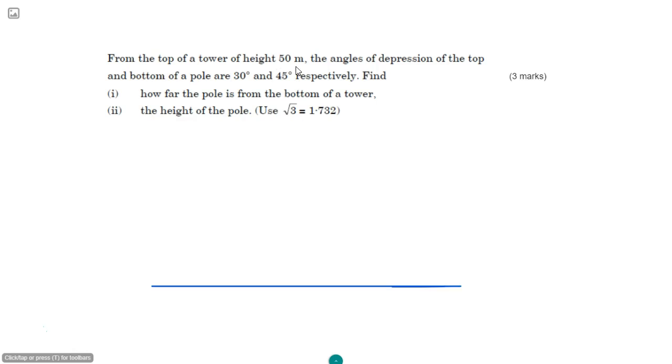So there is a tower of height 50 meters. Let that be the tower. From the top of the tower, the angles of depression of the top and bottom of a pole are 30 and 45. Since it is angle of depression, it is clear that the pole is shorter than the tower. So let's have the pole here. The angles of depression of the top and bottom of the pole are given. Let's mark those angles. This is the angle of depression of the top of the pole. That's 30 degrees. So this is the tower and this is the pole, just so that we don't get confused.